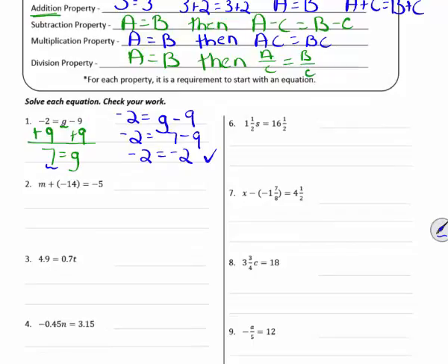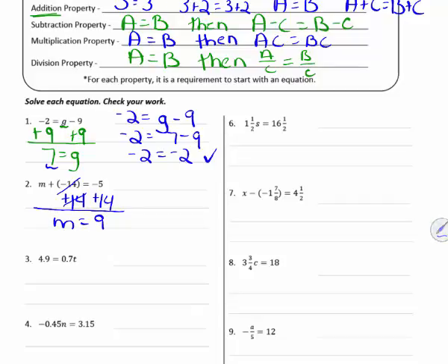All right, so I have m plus negative 14 equals negative 5. Well, I have to get rid of adding a negative, which is adding in a positive, and what I do to one side, I have to do to the other. So the 14s cancel, and negative 5 plus 14 is 9.